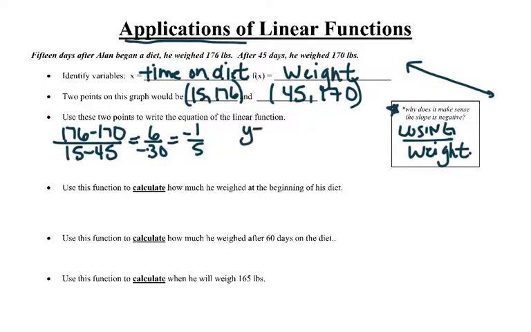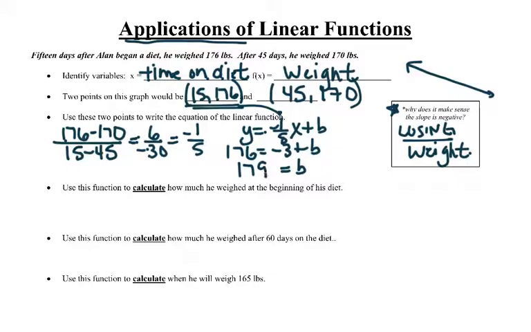So y equals negative 1/5 x plus b. If I pick an ordered pair, maybe the (15, 176), negative 1/5 of 15 is negative 3, plus b, so the b is 179. So my function, and I'm writing it in function notation, is f of x equals negative 1/5 x plus 179.